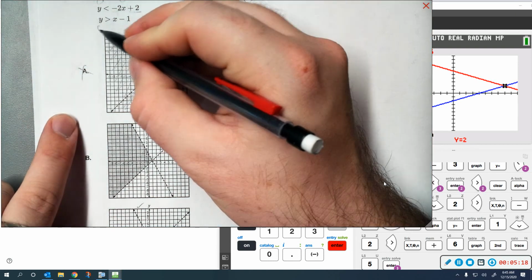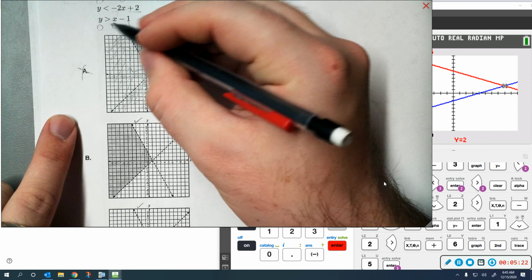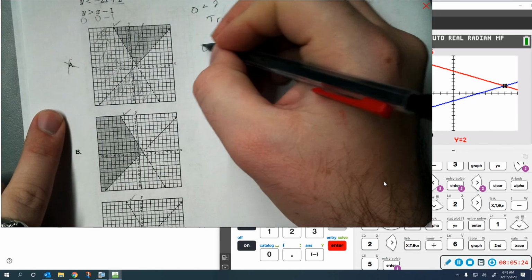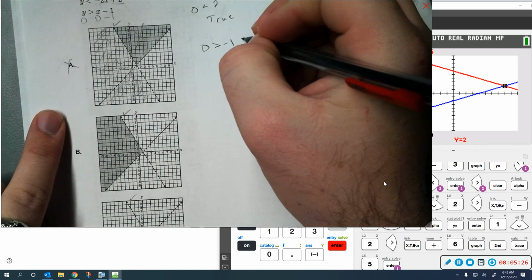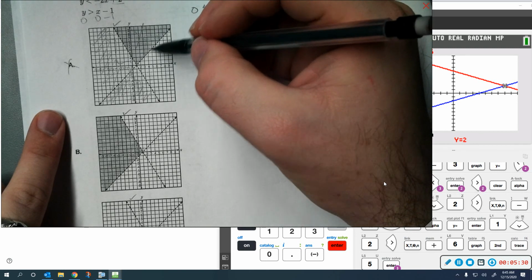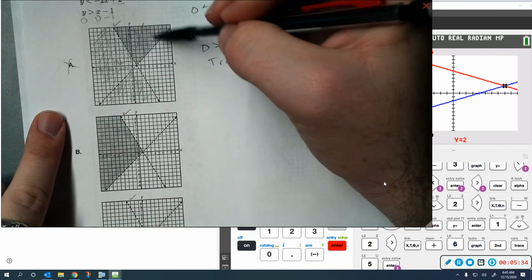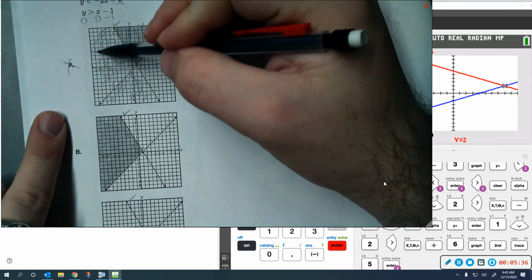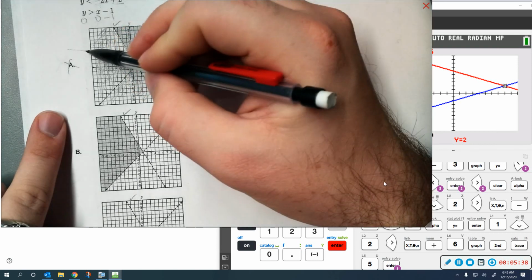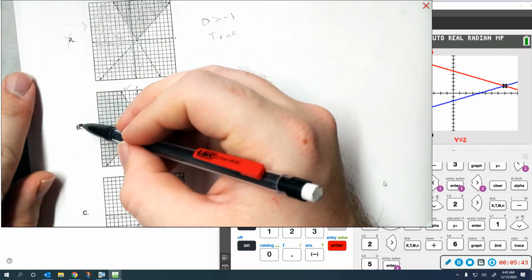When I use a test point here, 0, 0. So 0 minus 1 is negative 1. Is 0 greater than negative 1? Yes, that is also true. So for this other line, we should shade this part for 0, 0. And you can tell they're overlapping right there. That should be the shaded in region. So if we look, the only one that matches up with is B.